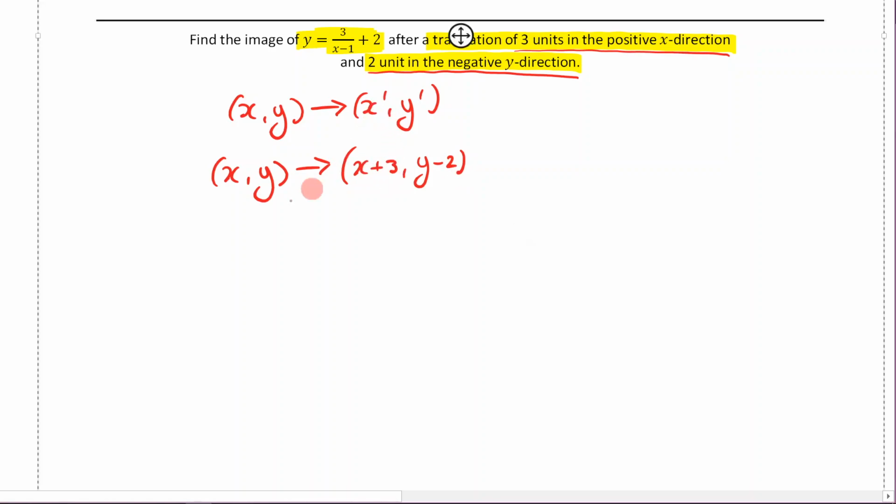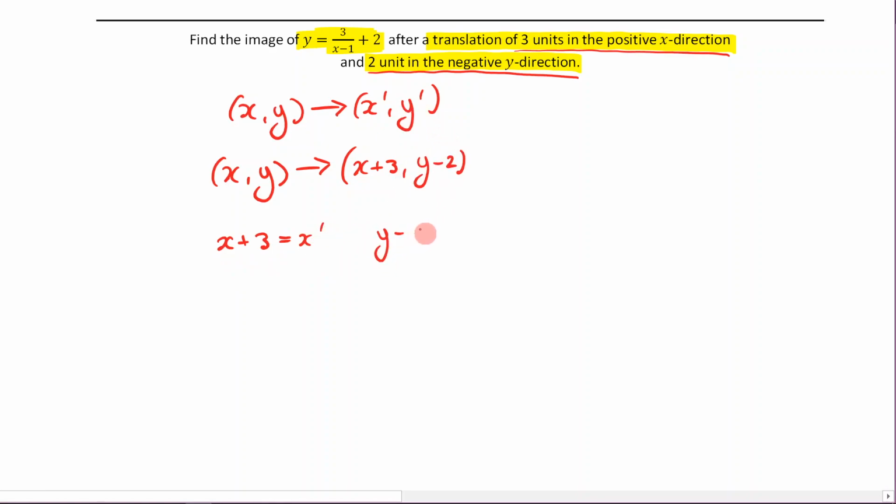We then make our equations. This is equal to this: x plus 3 is equal to x dash. And this is equal to this: y minus 2 is equal to y dash. We now solve for x. I'm going to get x is equal to x dash minus 3, and here y is equal to y dash plus 2.